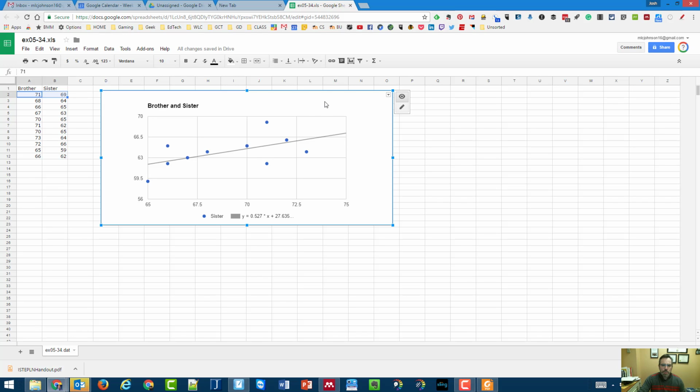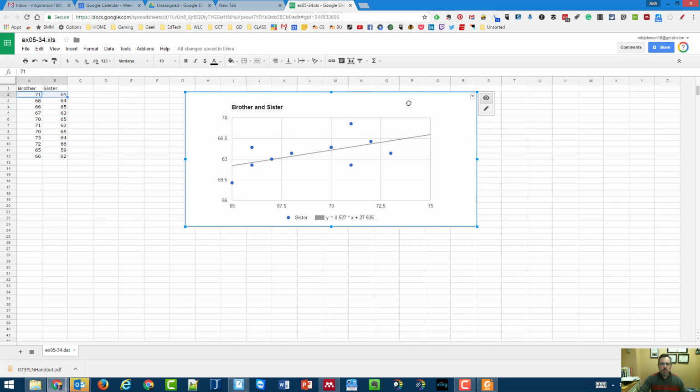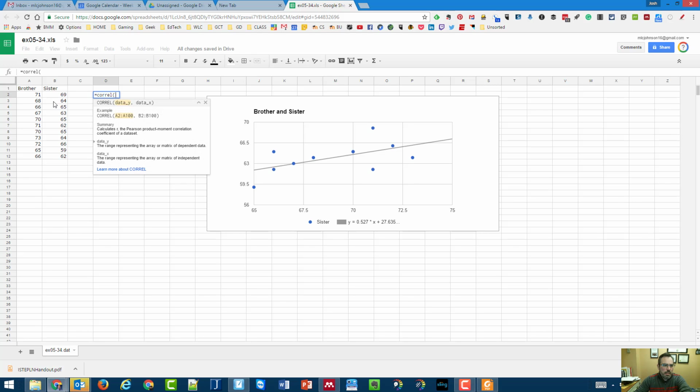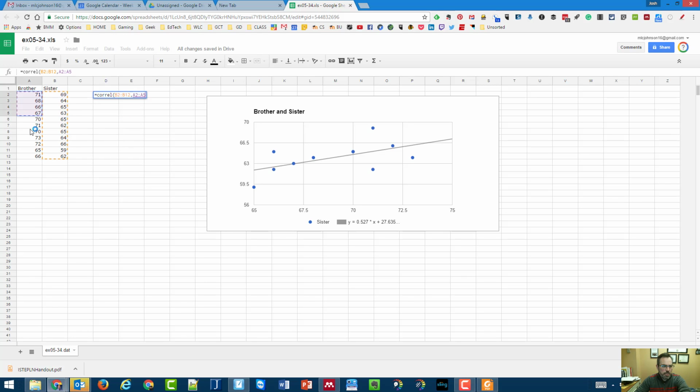So how close or how much can I trust this line? Well, we did have two things that we know about this line. One of them is called the correlation. All right, so if you remember, we can do equals CORREL and then say, well, here's our data for y, comma, here's our data for x, and hit enter. And it says that I have a correlation of 0.55, which is a relatively strong correlation.